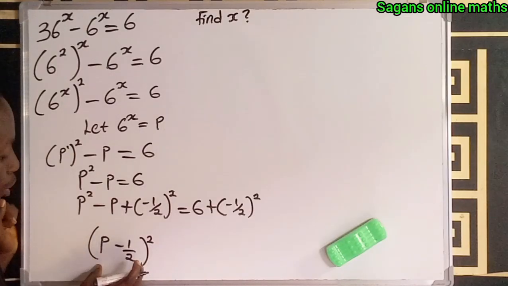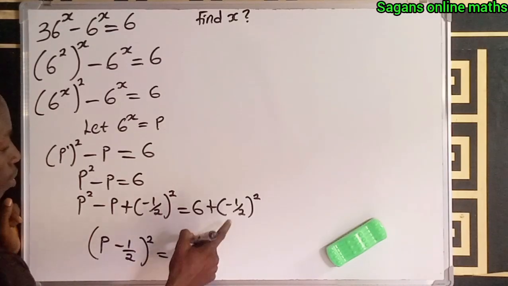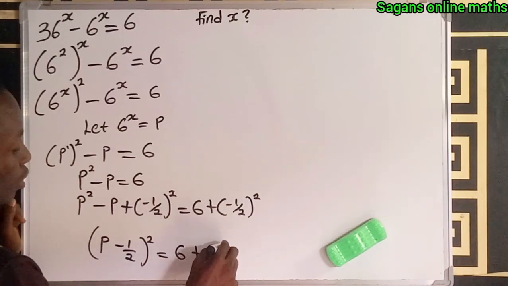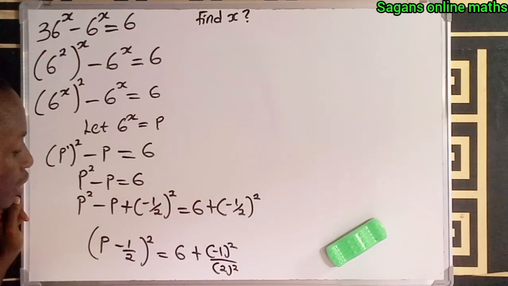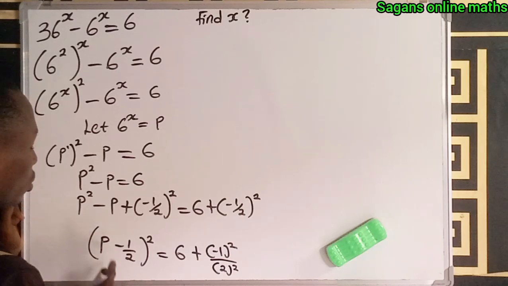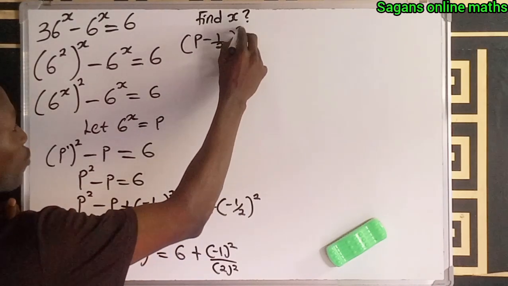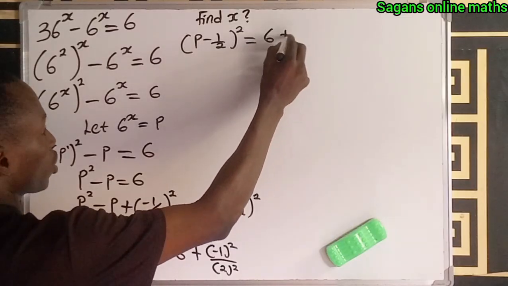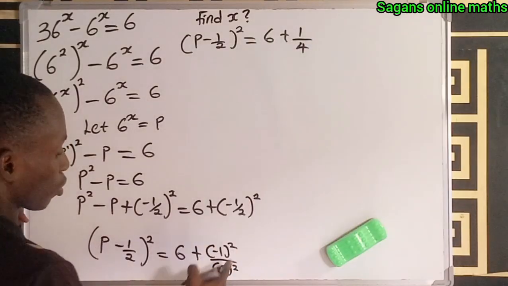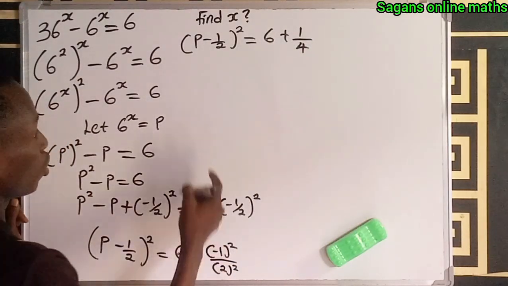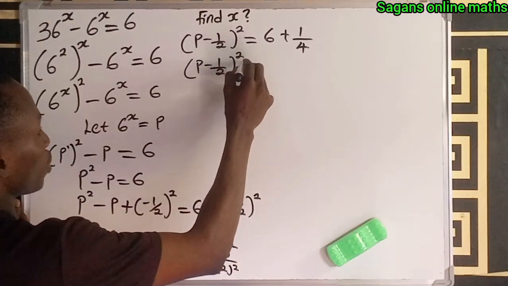It implies that if we open the parenthesis, we are going to have exactly what is here equals to 6 plus, this will give us (p minus 1)/2 squared, by obeying the properties of indices. So p minus 1 over 2 all to the power of 2 is equals to 6 plus (minus 1) to the power of 2, which is 1 divided by 4, because 2 to the power of 2 is 4. So this is p minus 1 over 2 all to the power of 2 is equals to what?